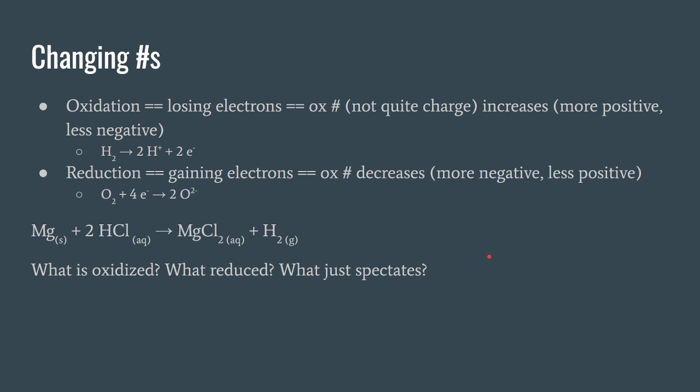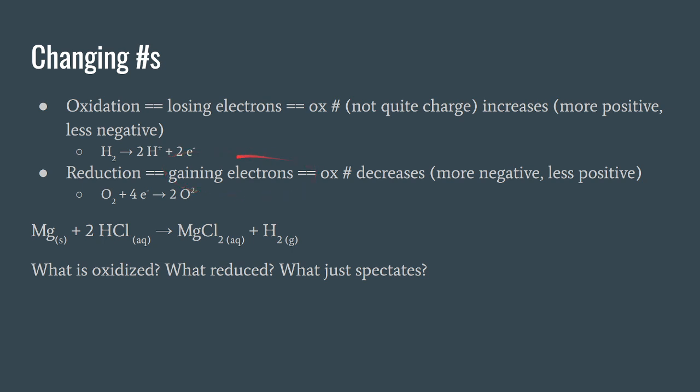All right. So, oxidation and reduction is talking about changing oxidation numbers. Oxidation means losing electrons. It means that your oxidation number, not quite the same thing as charge, increases, becomes more positive, less negative. So, for example, here we have hydrogen. It goes from neutral hydrogen to a hydrogen ion, so it goes from an oxidation number of 0 to an oxidation number of positive 1. Its oxidation number has increased. It lost electrons.